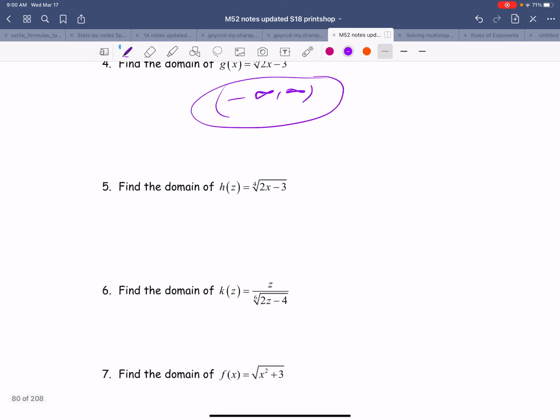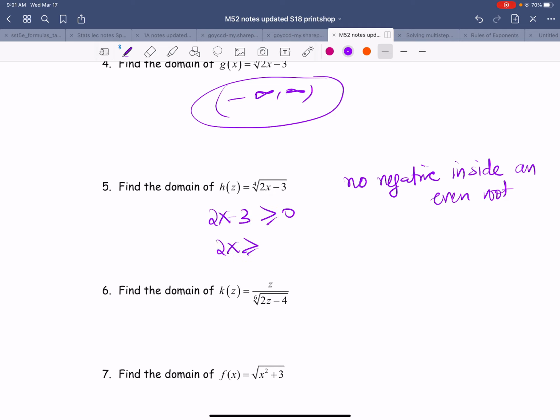Next, we have an even root again. And again, remember, we don't want a negative radicand for an even root. No negative inside an even root. So 2x minus 3 has to be greater than or equal to 0. Let's go ahead and solve it. 2x has to be greater than or equal to 3. x has to be greater than or equal to 3 halves.